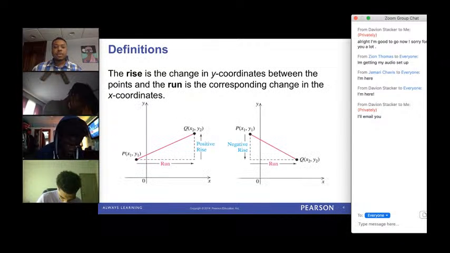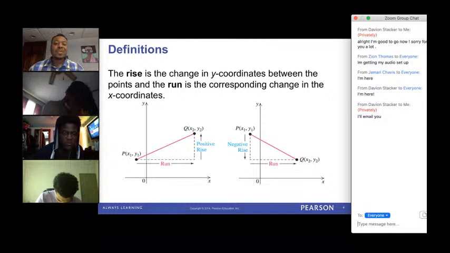I am monitoring the chat. So we can continue this discussion of slope. What do we mean by slope? The rise is going to be the change in the y-coordinate between points, and the run is going to be the change in the x-coordinate between points.